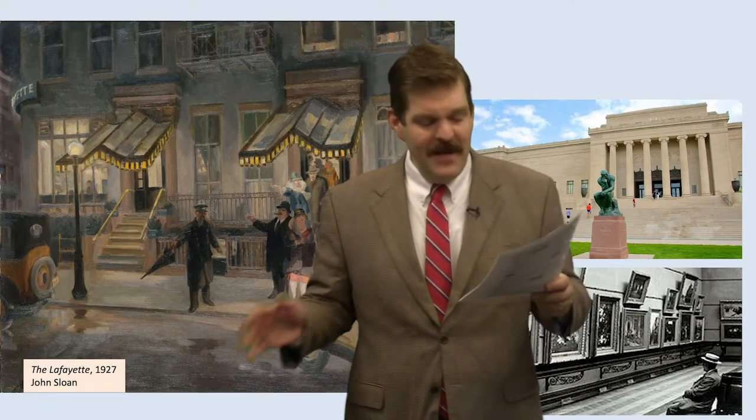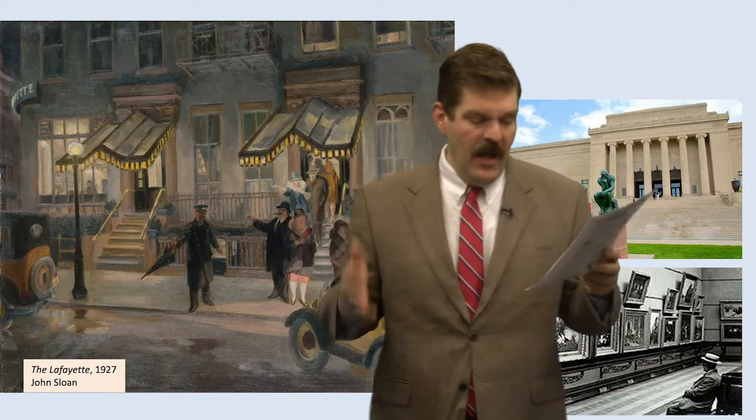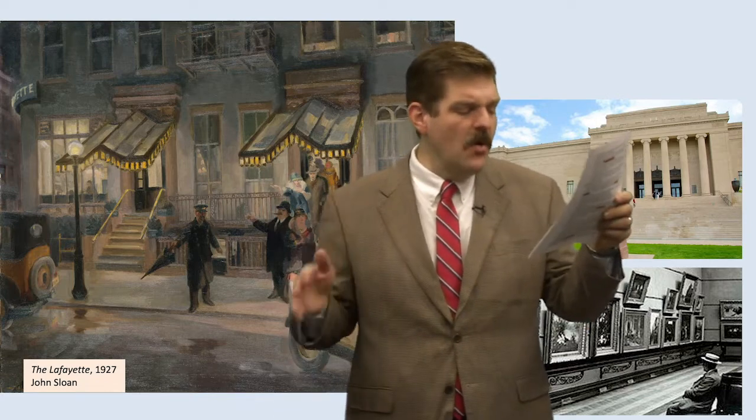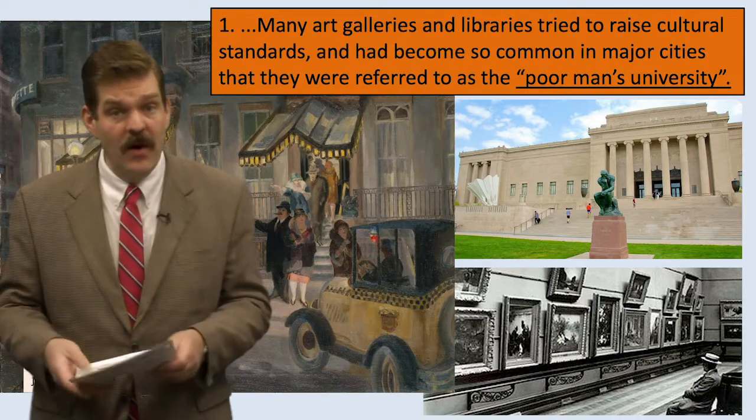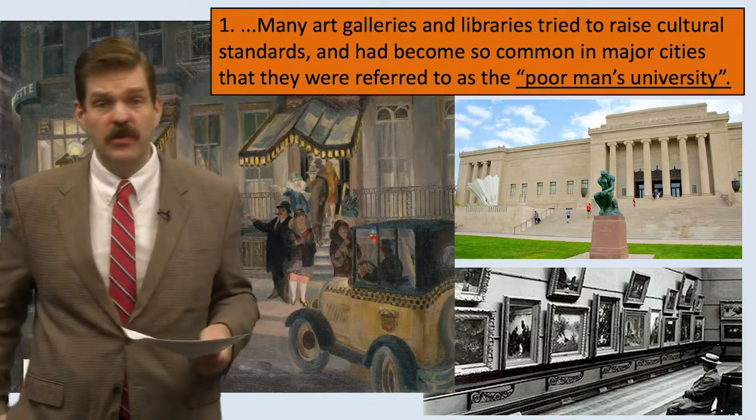Subpoint B: by 1900, every major city had at least one art gallery. Many art galleries and libraries raised the cultural standards of their cities, and they became so common in major cities that they were often referred to as the poor man's university, where anybody could go and understand the cultural pieces of the world.